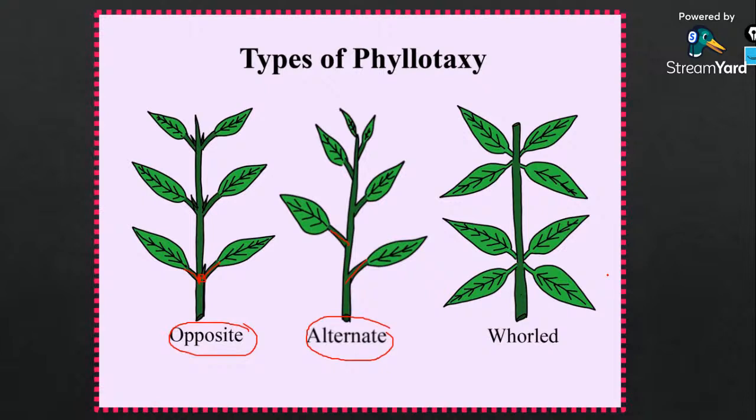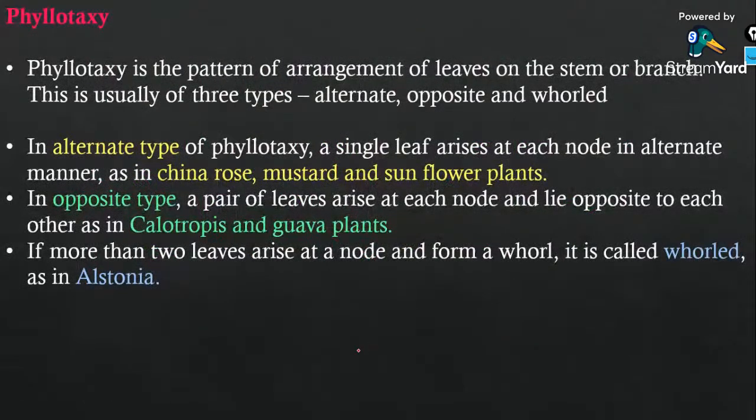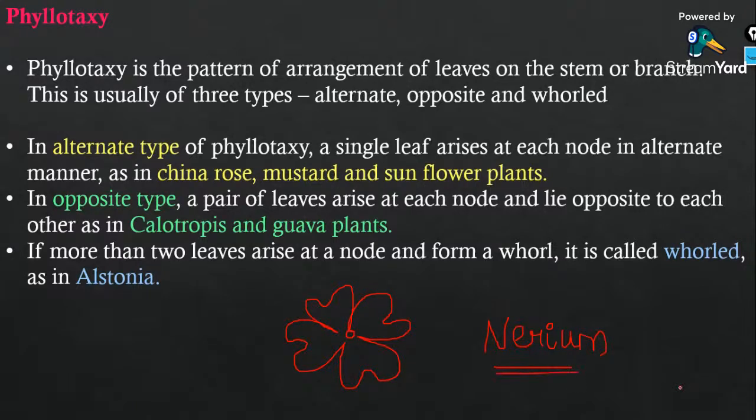Whorl means just imagine how the petals and everything are arranged in a flower. Just imagine how our petals are arranged, just like this. Nerium, you will find whorled phyllotaxy in Nerium.